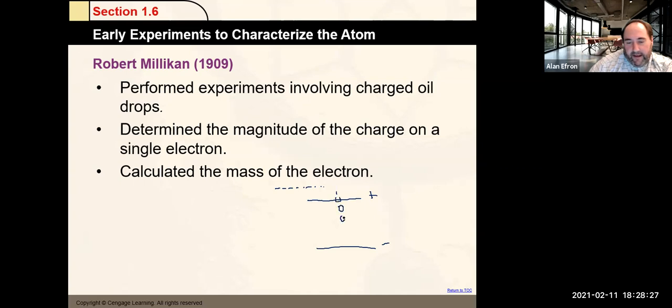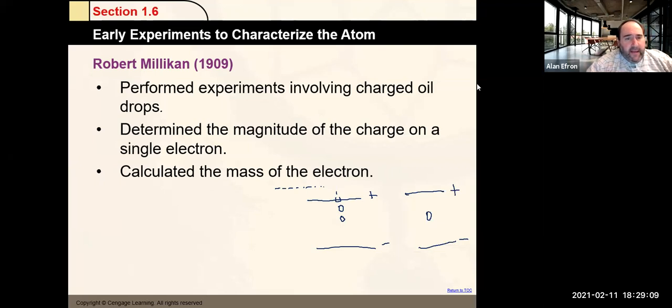Normally what we would expect is that the drop would start to fall by force of gravity. As it went through the hole, it would drop to the bottom. What Millikan was able to do was adjust the electrical field in such a way that the drop of oil just hung there. It wouldn't fall, it wouldn't go up, it wouldn't go down. He was able to dial in the electrical current needed to keep that oil droplet from falling.